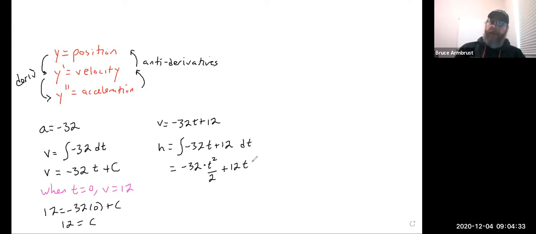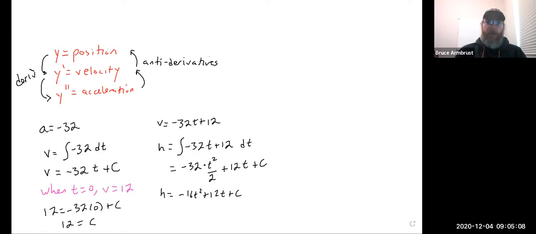And then again, we have to add on a plus c because we can. There might be something there, so we need to at least allow it. Okay, so h is then minus 16t squared plus 12t plus c. All right, so what we really need to do is figure out c. And we're going to do exactly the same thing that we did before with the velocities.